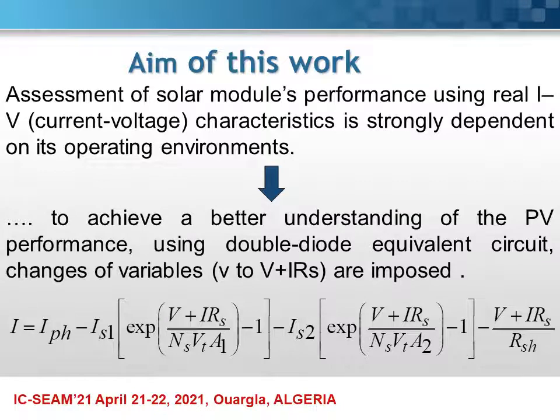Assessment of solar modules performance using real IV, current-voltage, characteristics is strongly dependent on its operating environments. So to achieve a better understanding of the PV performance using double diode equivalent circuits, changes of variables V to V plus I multiplied by series resistance are imposed. The mathematical model of the double diode equivalent circuits is presented below.